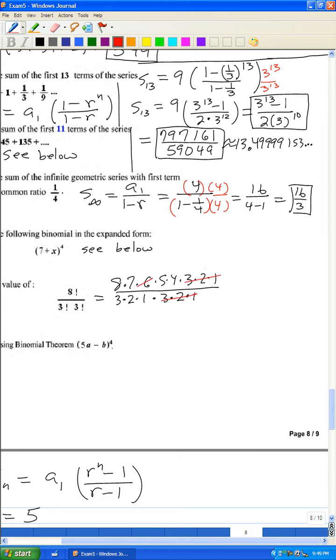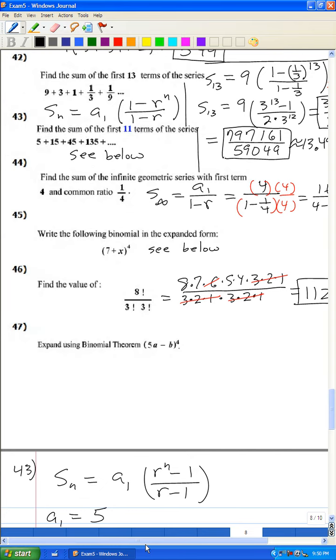These cancel, and so you get 8 times 7, 56, times 5 times 4, 20. And so you get 1,120. And that's your answer. Okay.